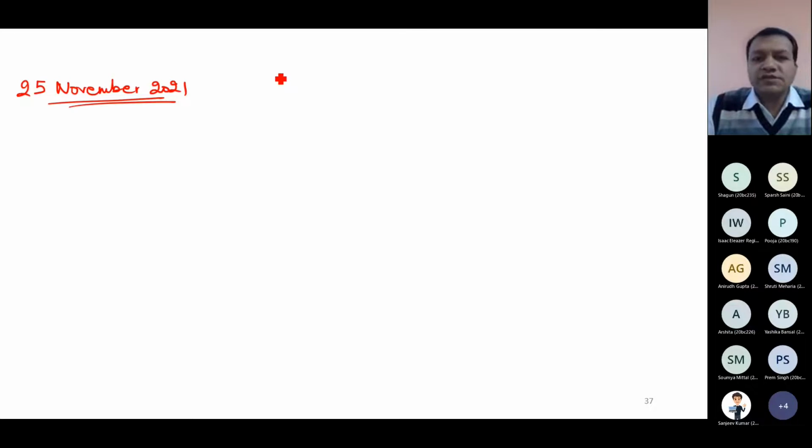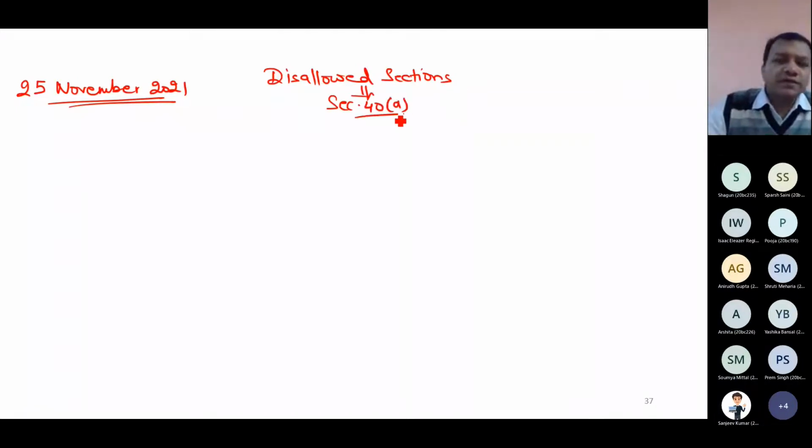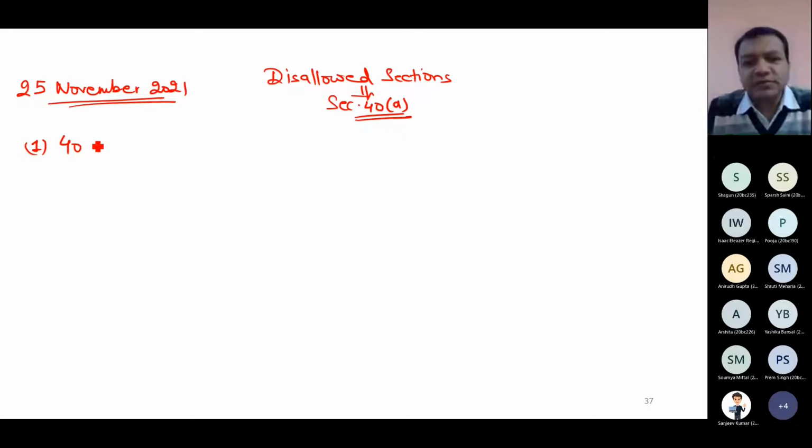So the disallowed section is going on. Disallowed means the section which disallows some expenses. So still the discussion is on 40 clause A. Within 40 clause A, in the last class I discussed 40 clause A, subclause 1. And it is very simple technically.